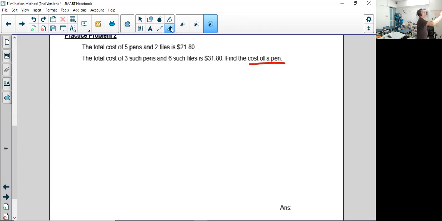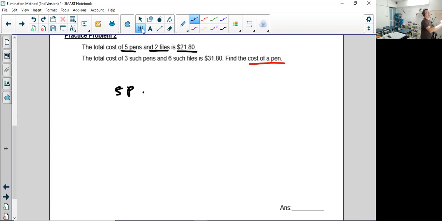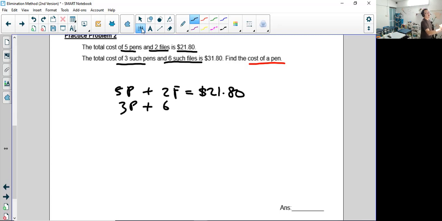Okay, let's show you. The total cost of 5 pens and 2 files is $21.80. And the total cost of 3 pens and 6 files will be $31.80, right? So can you find the cost of a pen? Which means that I don't need to know the file. So I will have to get rid of the file because I don't need to know. So there is a purpose when I use the method, which is to get rid of something that I don't want. So I get rid of the file.